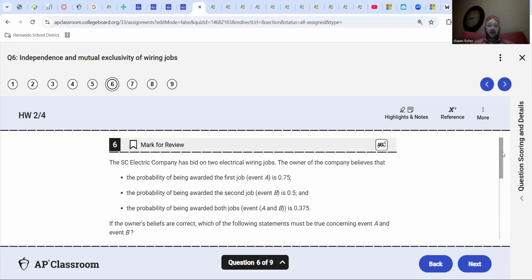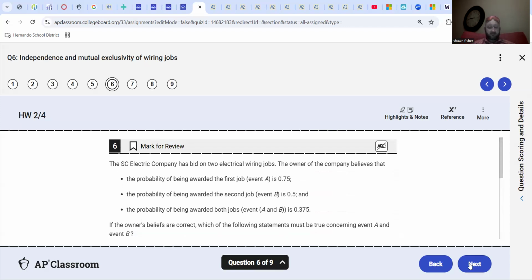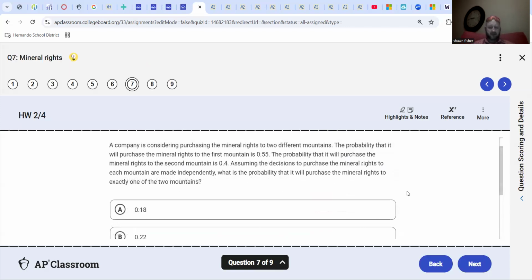All right, let's keep going. We've had that one before, I believe. Here is another one that you need to draw out a tree diagram for, please. Probability of purchase mineral rights to the first mountain is 0.55. So draw your tree diagram. The probability that it will purchase the second mountain, 0.4.